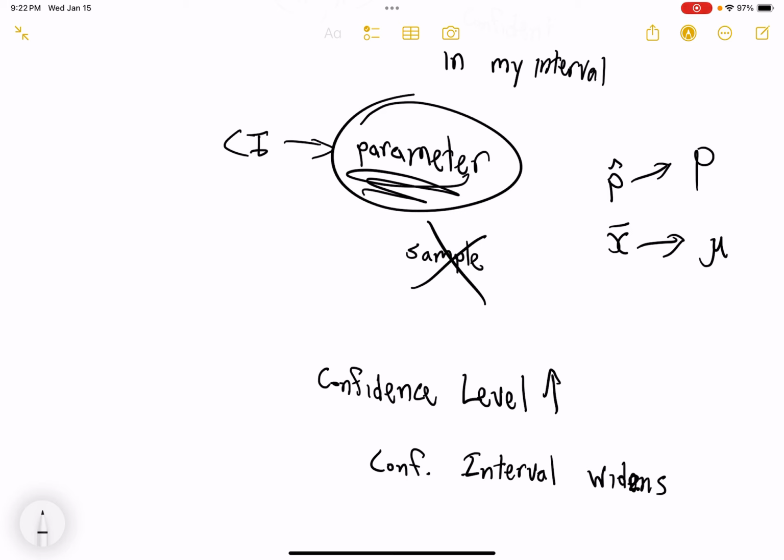Now, with all of this in mind, what I'm saying here, and what should be noted, is that anytime you want to up your confidence level, it's inherently going to make that margin of error a bigger number, which is going to lead to a wider confidence interval.